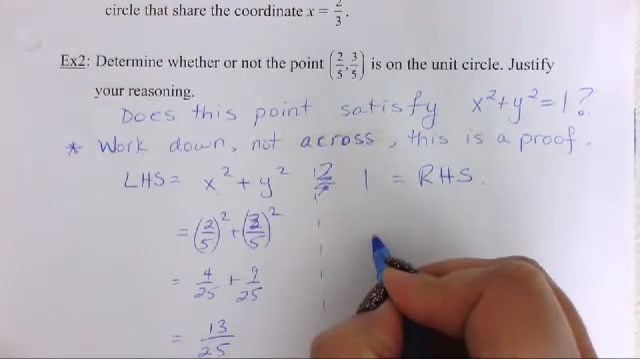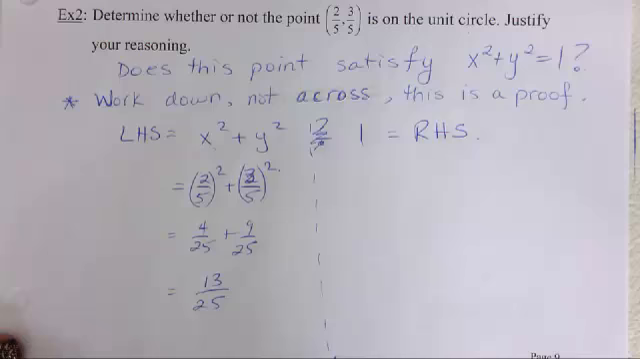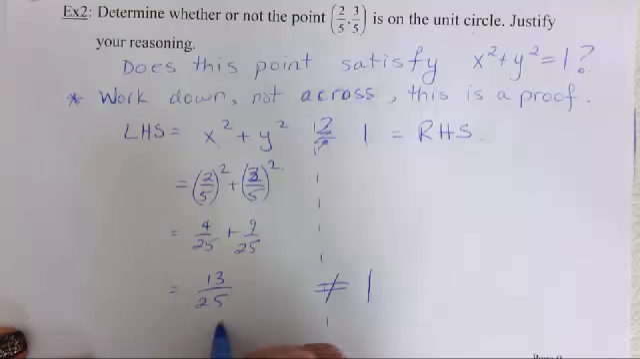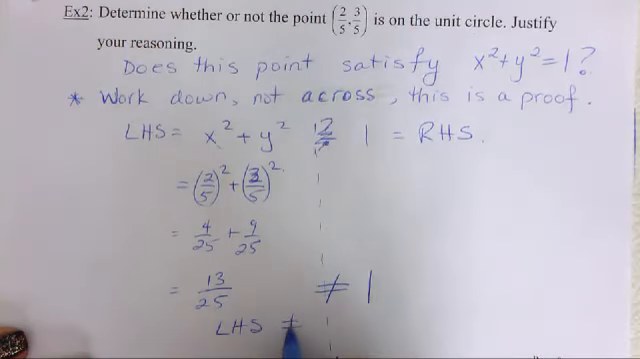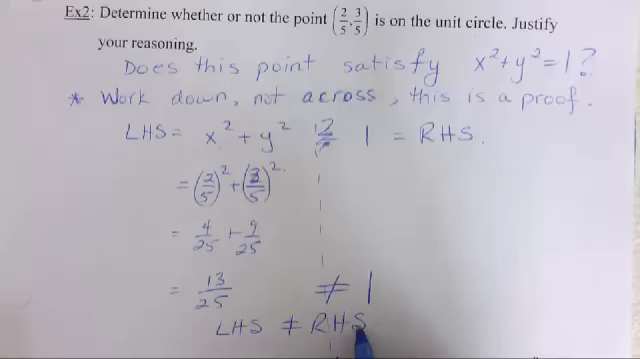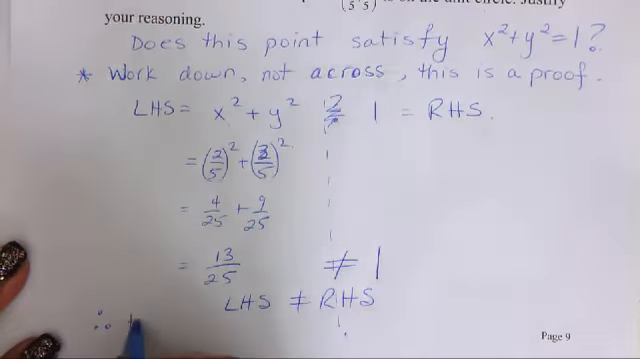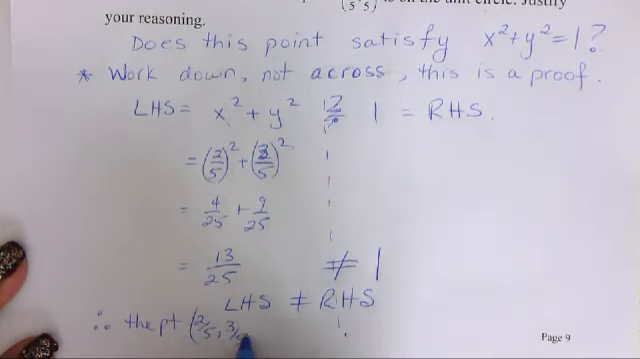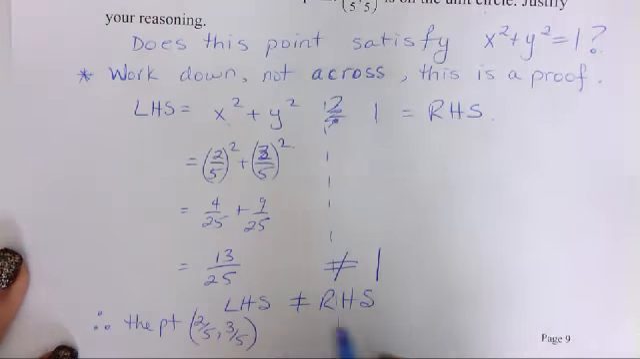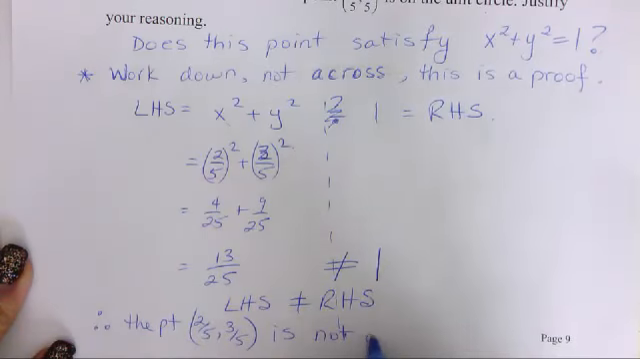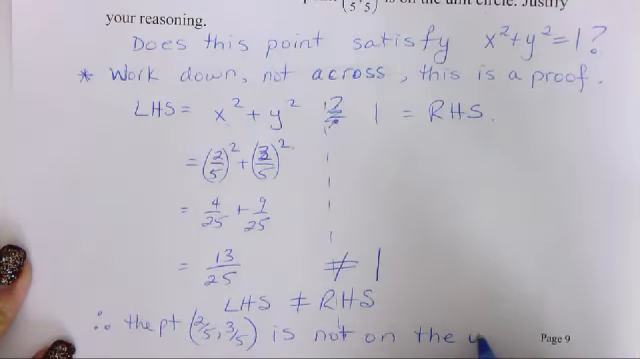So does this equal the other side? No, it does not. So I can say this does not equal 1. Left-hand side does not equal right-hand side. Therefore, this point, the point (2 over 5, 3 over 5), does not lie on the unit circle, or I could say is not on the unit circle.